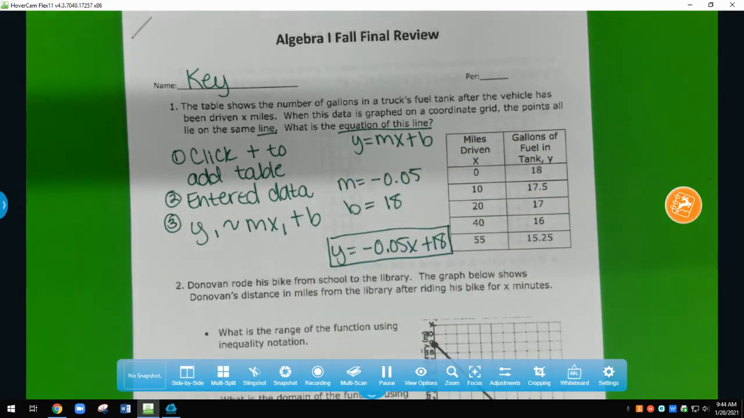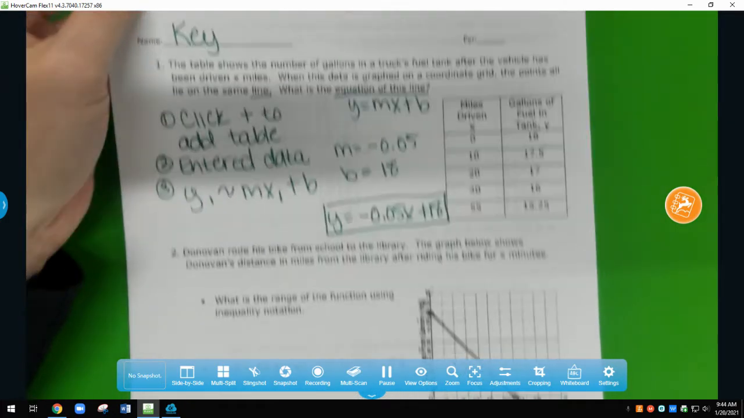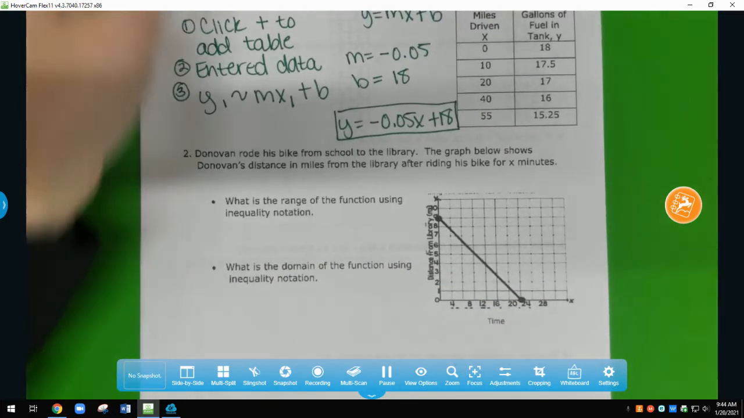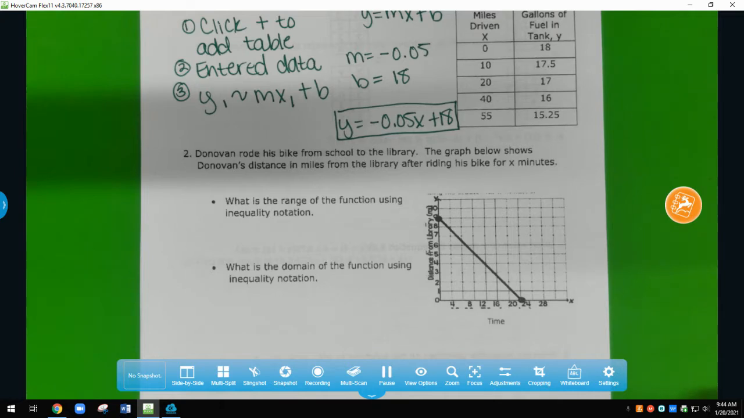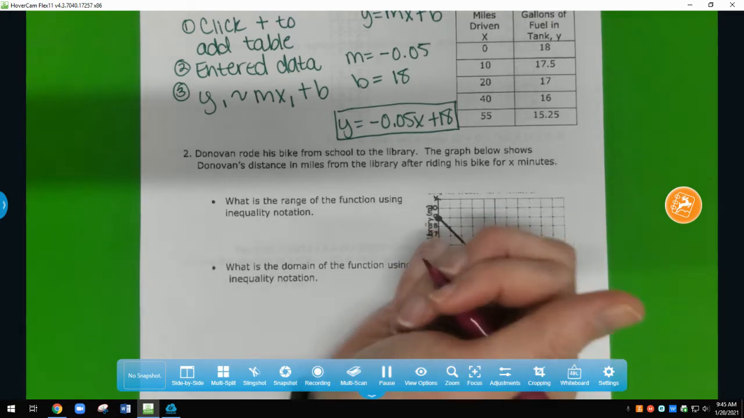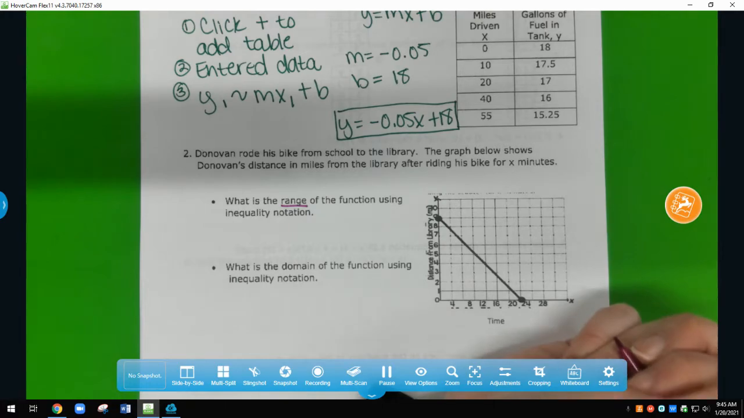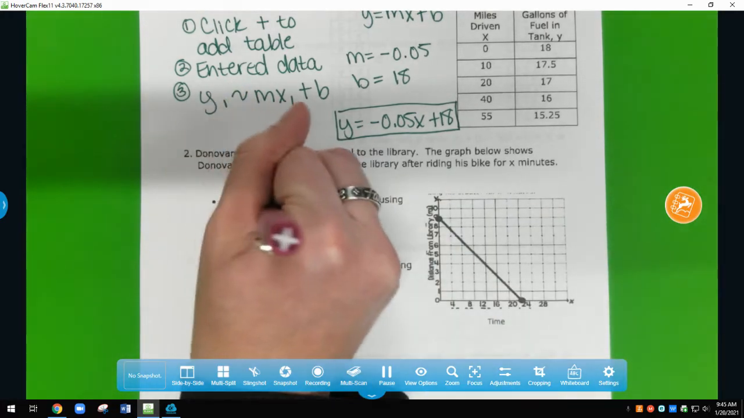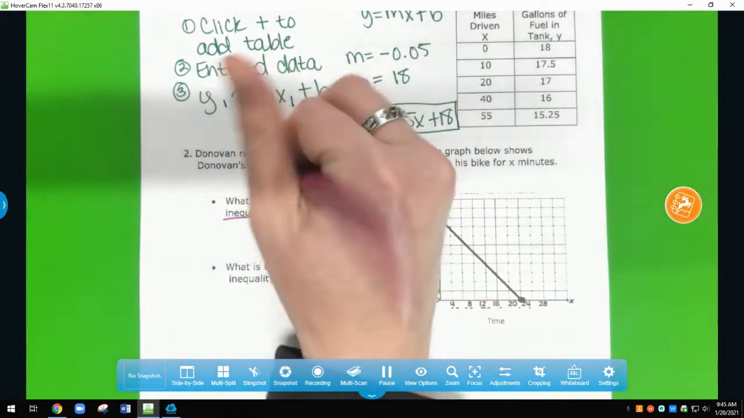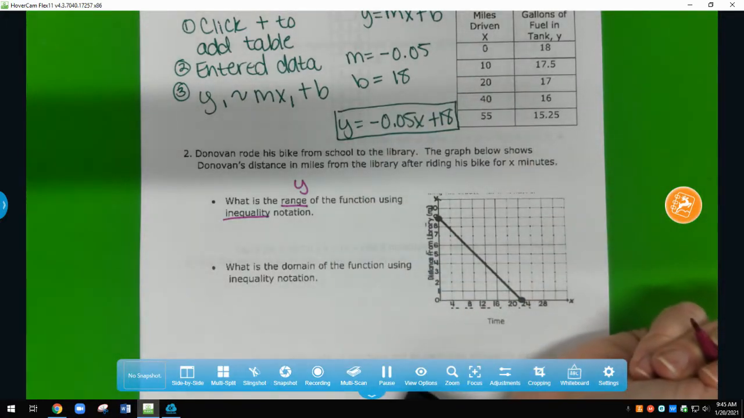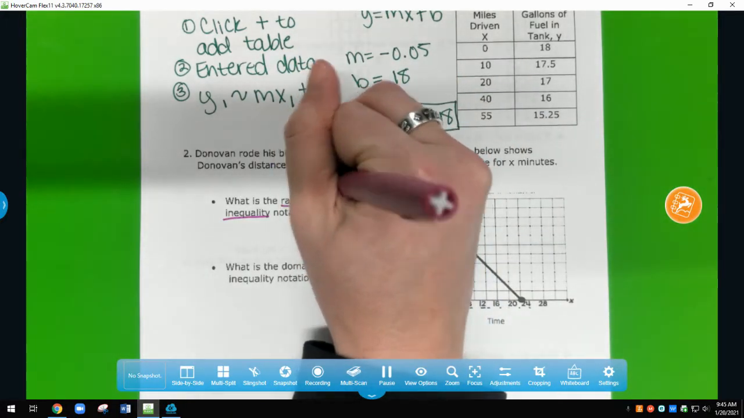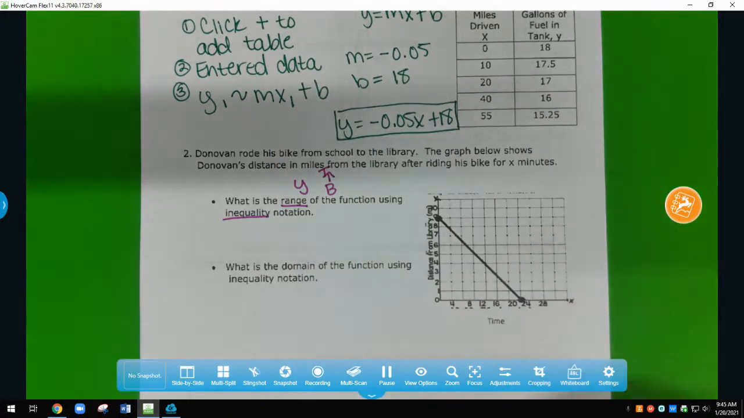Okay, number 2, Donovan rode his bike from school to the library. The graph below shows Donovan's distance in miles from the library after riding his bike for x minutes. So the first bullet point says, what is the range of the function using inequality notation? So remember, range is your y values, and it's going to go from the bottom to the top.